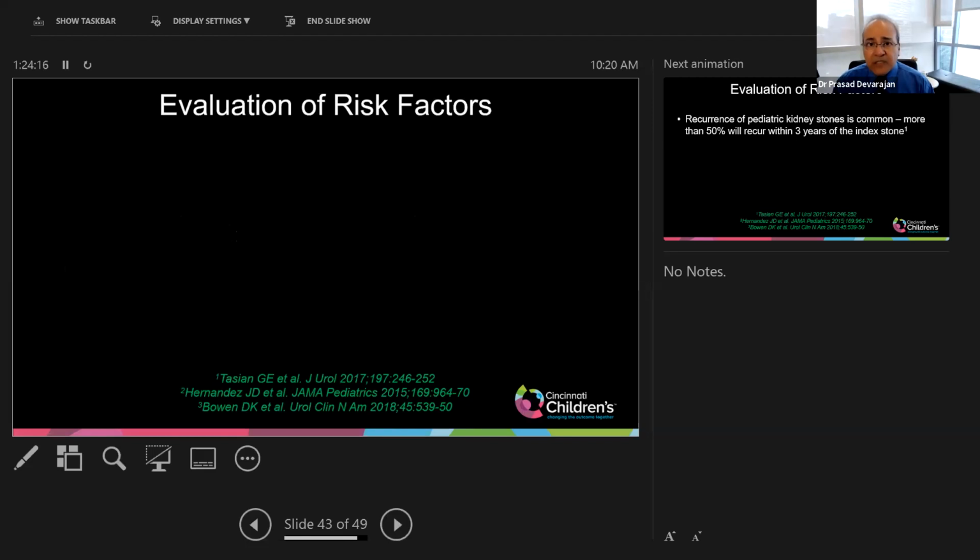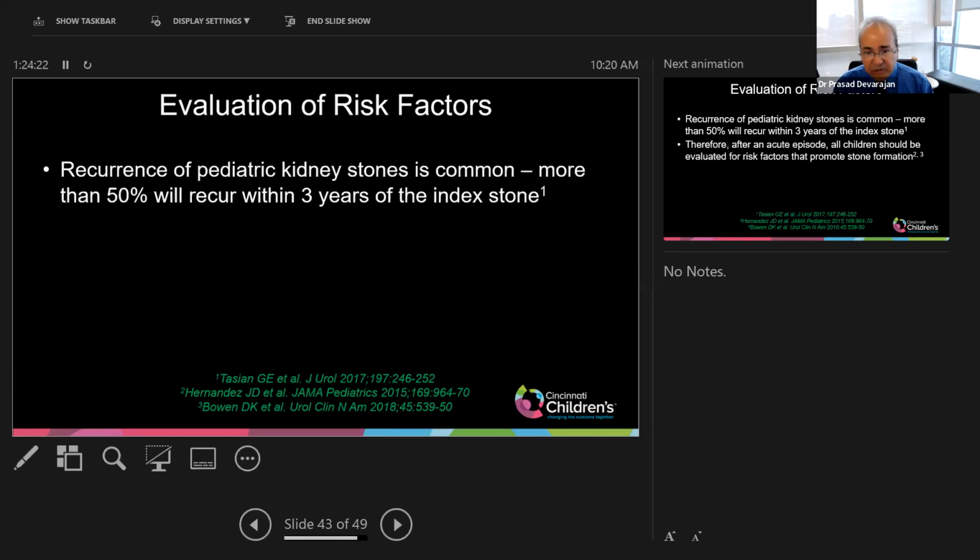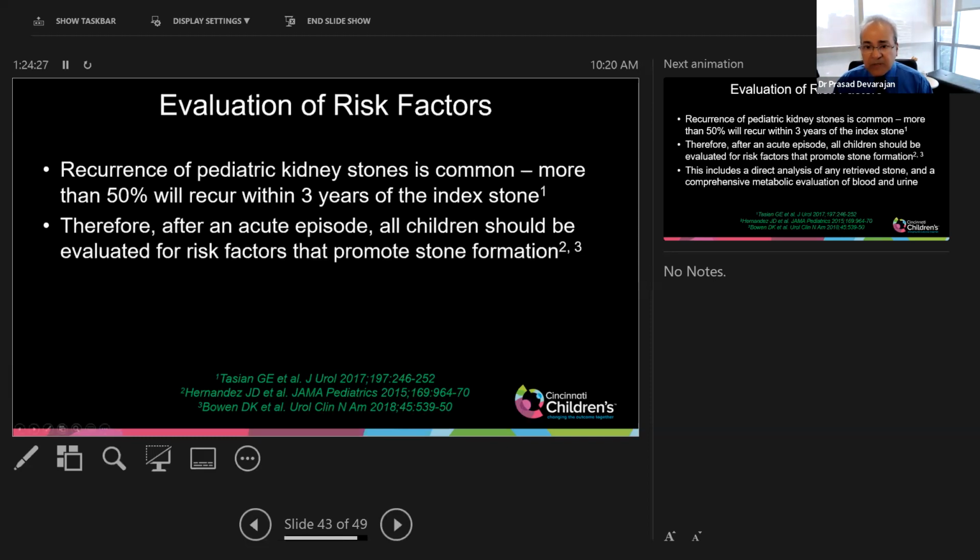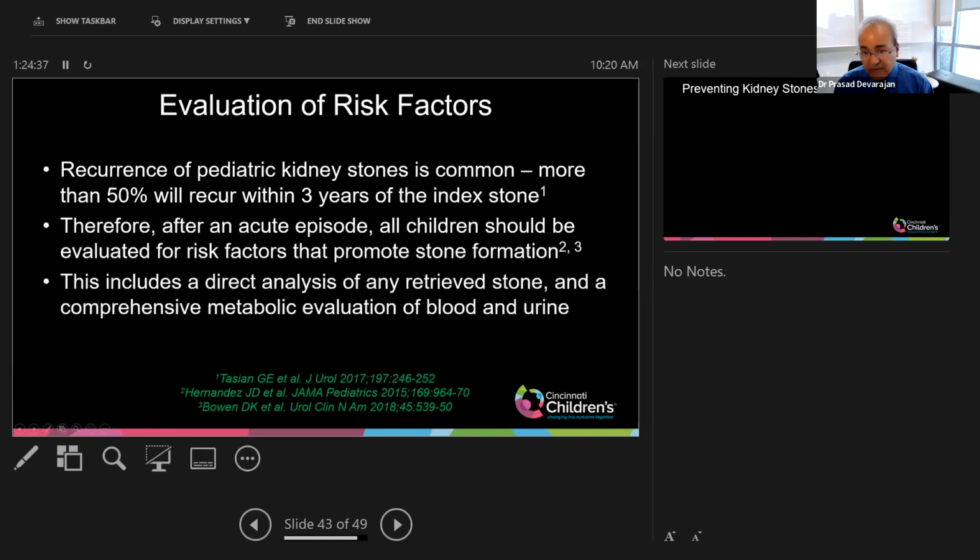So kidney stones constantly recur, and that's because they have risk factors. So how do we evaluate for those risk factors? After an acute episode, after the patient has passed the stone, is asymptomatic, all children absolutely should be evaluated for risk factors that promote kidney stone formation. And this includes a direct analysis of any retrieved stone, if we're lucky enough to get a stone, and a comprehensive metabolic evaluation of blood and urine. And like Dr. Azmeri said, consider genetic testing in these patients, especially the ones with recurrent kidney stones.